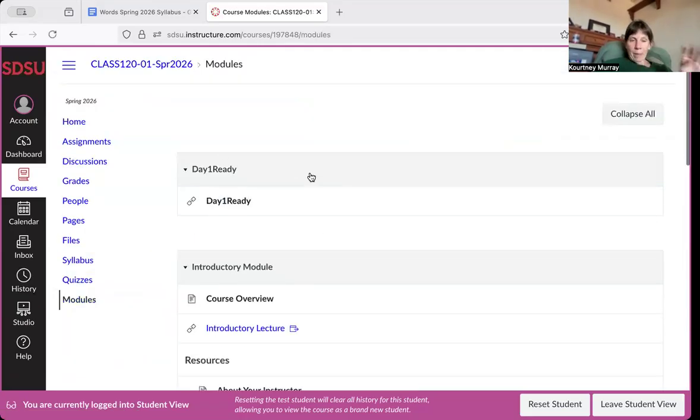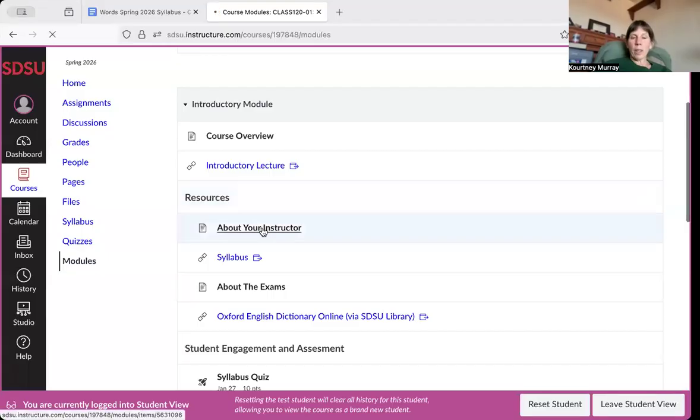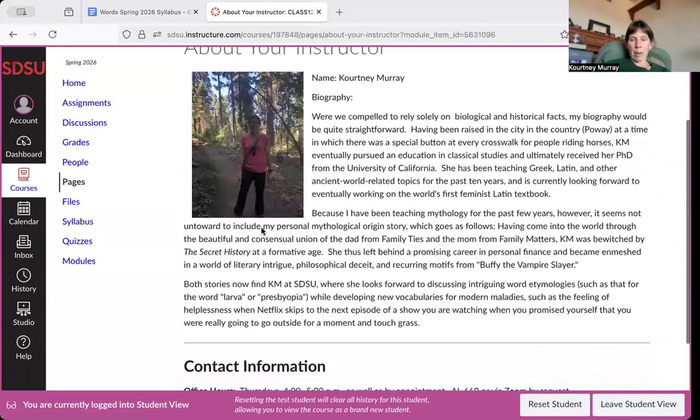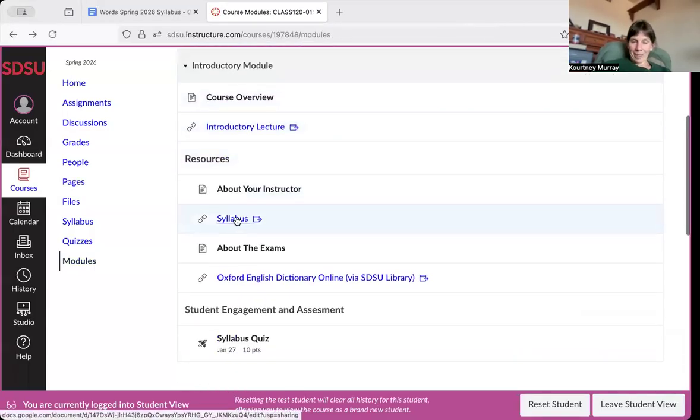So here's your book if you would like to use it, day one ready. And so here's the introductory module with the course overview, this particular lecture. So here, if you would love to know more about my history, there is an amazing paragraph here. And again, my office hours and that sort of information. Here's the syllabus again. Here is the about the exam.